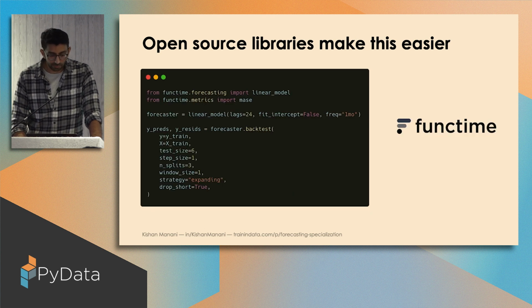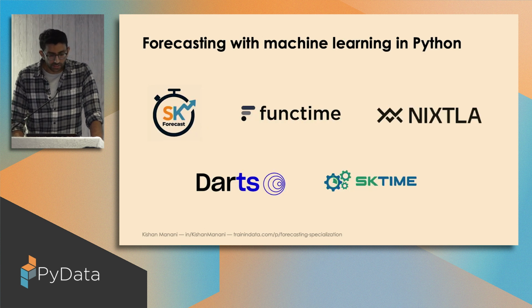Funktime, on the other hand, is written in polars, so it's quite fast. It has a very similar API. You just define a forecaster object. It can be a linear model, it can be a gradient boosted tree or whatever. You define some features and you pass that into a backtesting function, and then you have your error metrics. And so there's quite a few libraries out there in Python now that help to do forecasting with machine learning.